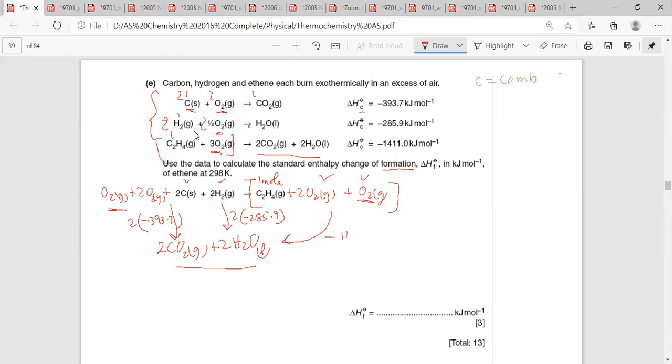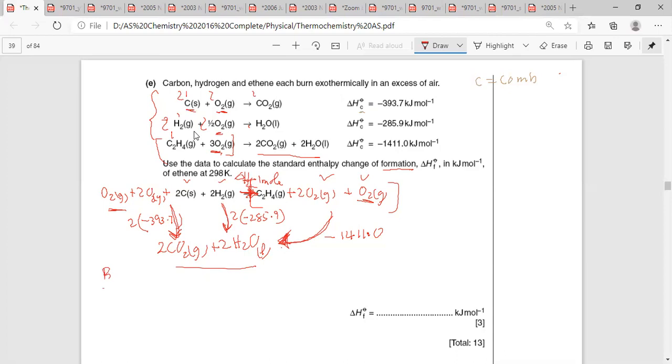Minus 1411.0. That means they want accuracy to 0.1. So the route: follow the arrow. This one here to this one here, follow the arrow. So this route equals to this one plus this one here. Now this one here, of course, is called the heat of formation.